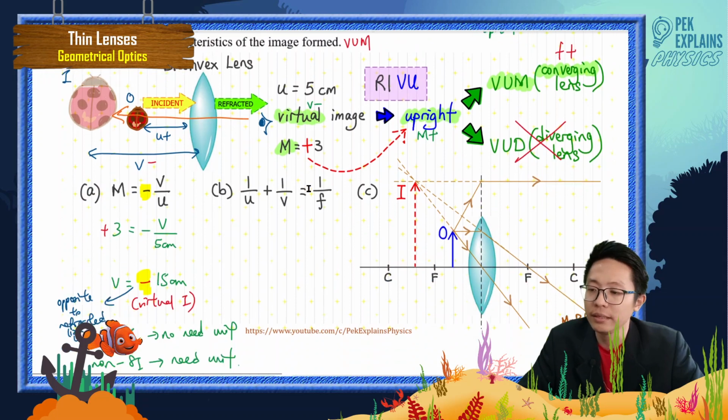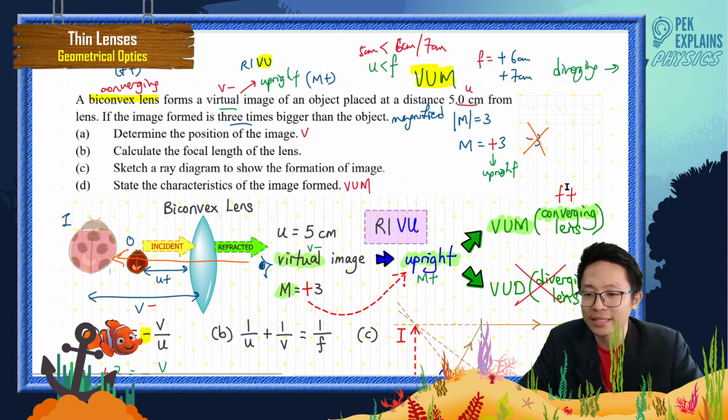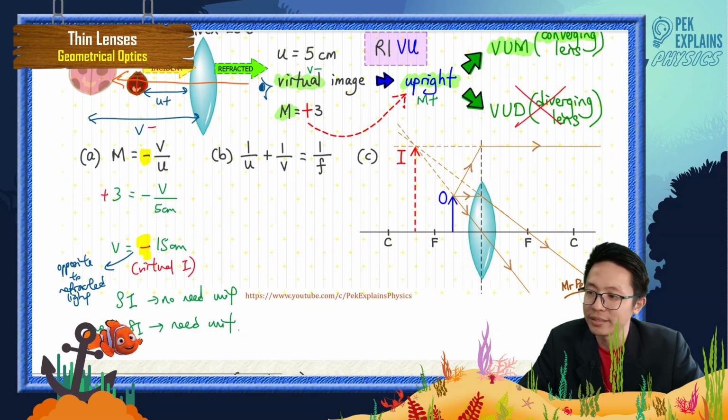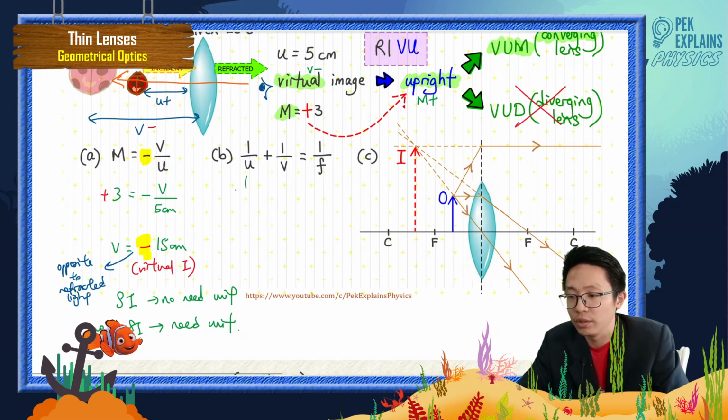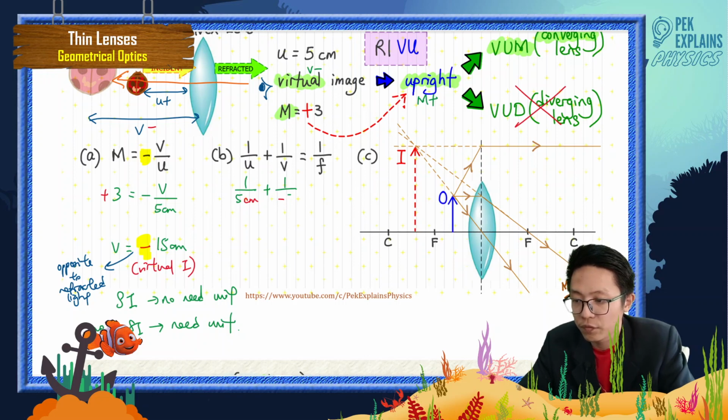Calculate the focal length. Is my guess that f must be positive? Let's find out. So calculate 1 over u. My u is 5 cm. Remember, substitute the unit; you must have the unit together because you are using a non-SI unit. 1 over v. My v is negative. The negative value must also be substituted. Negative 15 cm. The non-SI unit must be substituted also, and equals 1 over f.